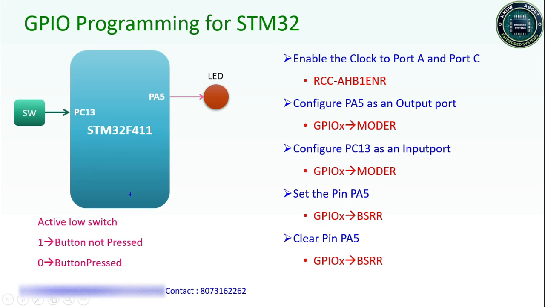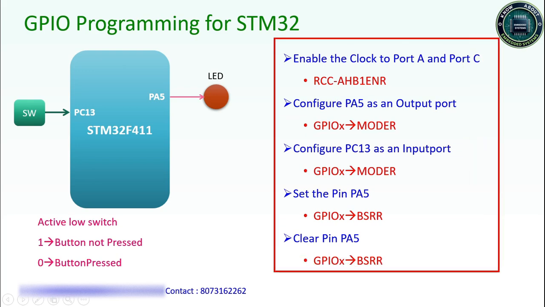The third important thing is the registers. What are the different registers we're going to use in developing the code? We're going to use four important registers. The first one is RCC AHB ENR, that is the clock enable register. RCC stands for reset and clock control, AHB stands for advanced high performance bus, and ENR stands for enable register.